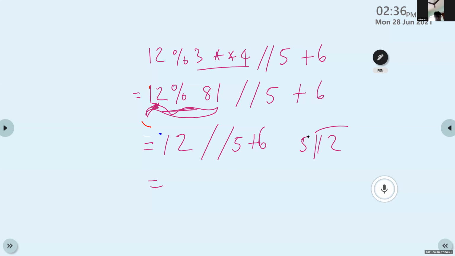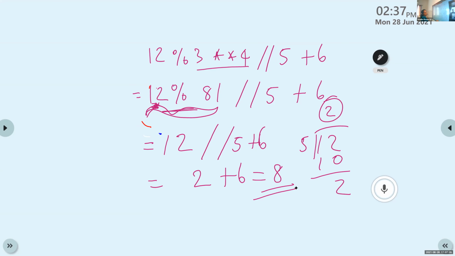Abhiram? 2. That is 2, 10, remainder is 2. So we take this quotient 2. There is no fractional part for floor division, we are using the integer part only. So 12 floor division 5, the answer is 2 plus 6. So the answer is 6 plus 2, that is 8.